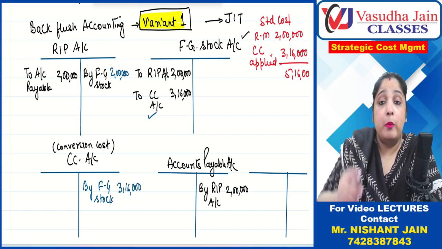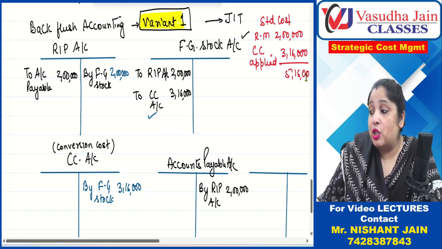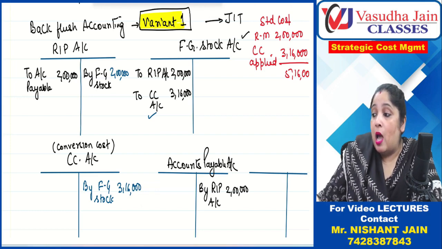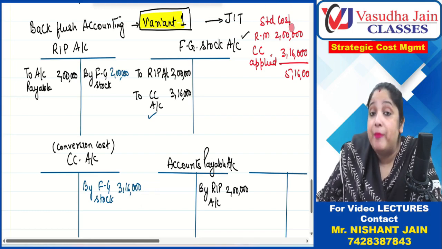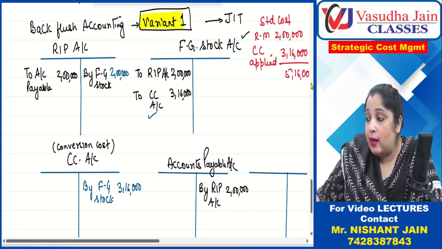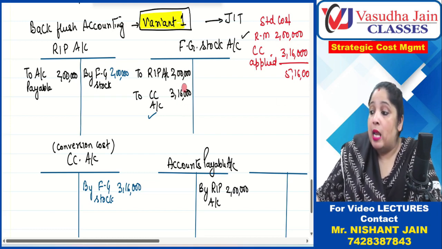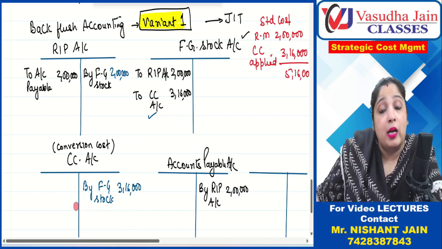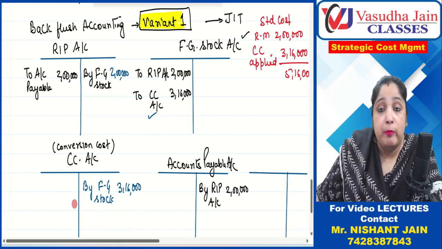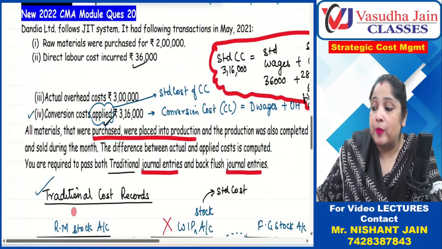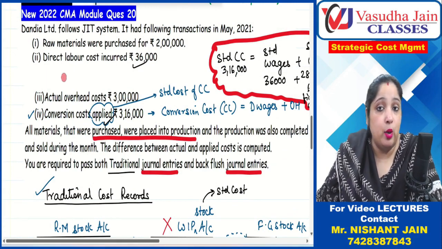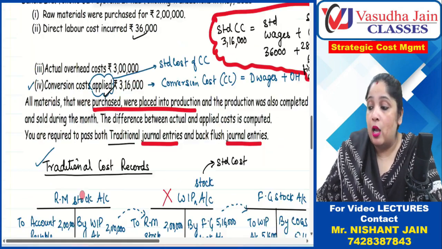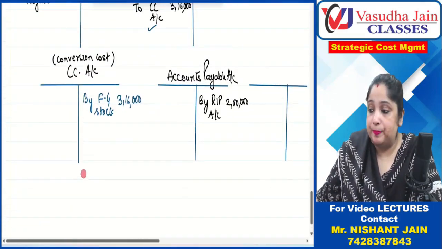That is why it is called backflush accounting. Once finished goods are made, from the bill of material you check how much raw material should have been incurred, how much overhead should have been incurred, then do the valuation of finished goods, post the respective entries and then check how much has actually been incurred. Now let me check how much conversion cost has been incurred. Conversion cost is a sum of labor and overheads. Labor incurred is 36,000 and actual overheads incurred are 3 lakh. So actual cost is 3,36,000.